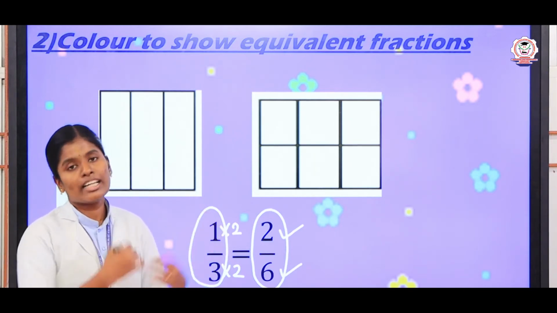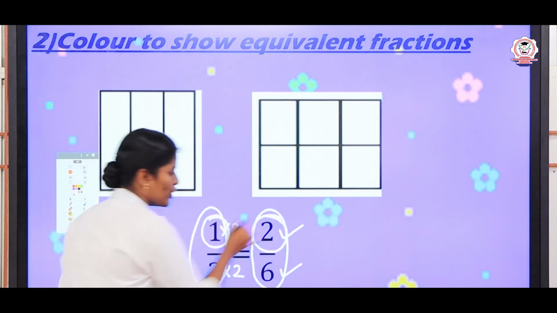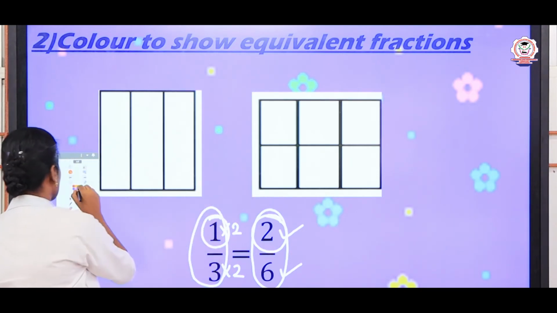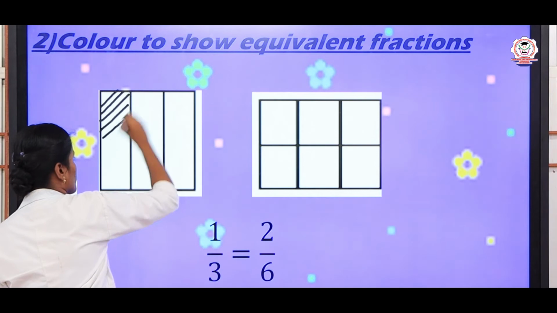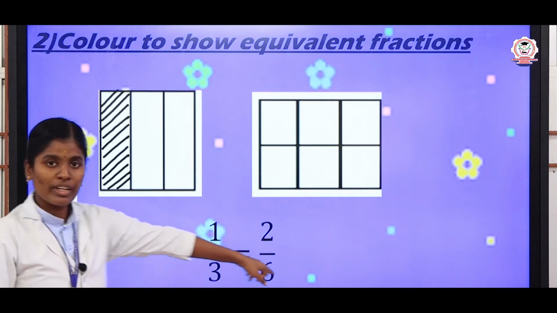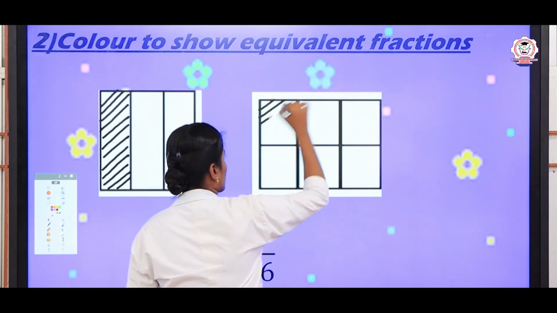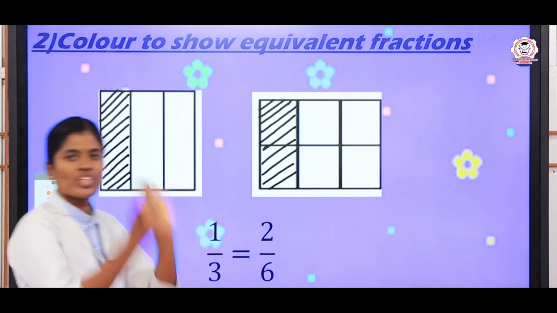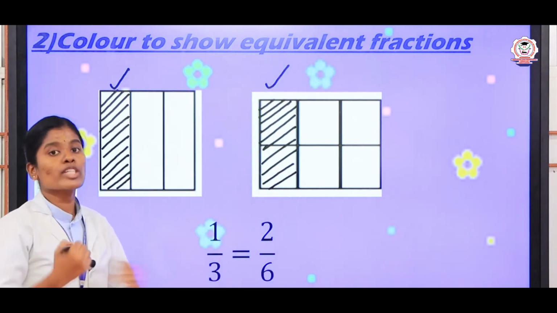Now we are going to color and show the equivalent fraction. First, the value up top is called the numerator, or the shaded part. Now we are going to shade one part. Shade like this. And then here the numerator value is 2, so shade two parts. One part and then two parts. Listen my children, we shade equally. This is called the equivalent fraction. Right. Next we'll see another example.